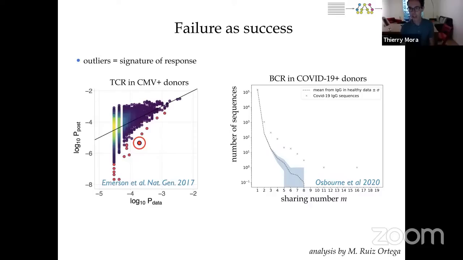Then the second example is a very recent one from COVID-19 positive donors. Here is a different view, but this is again the sharing number I was showing you before, only we have a much smaller cohort. In black, you can see the prediction from the model for healthy people. And the crosses show the sharing number for people whose repertoire was taken at the peak of the infection with COVID-19. Here you can see that the model doesn't work at all. And the explanation, that's what we think, is that this over-representation of sharing between these people is because there's a convergent response of all these people to COVID-19.